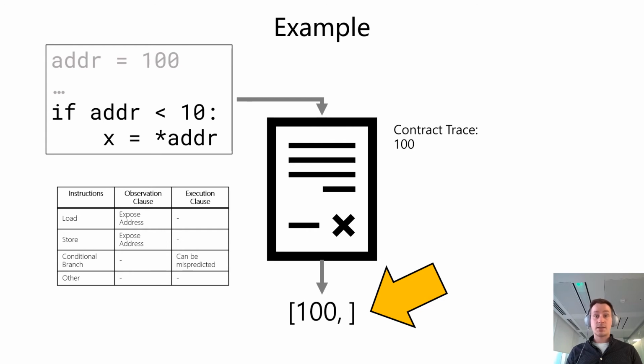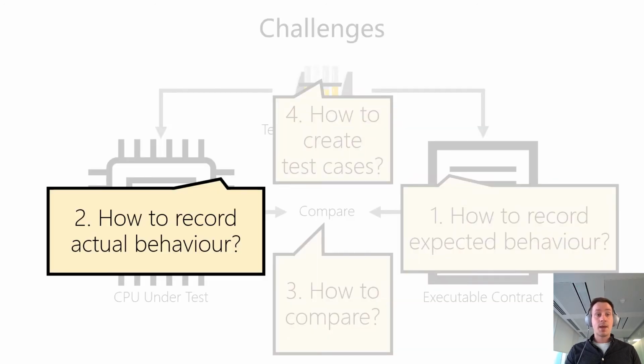we made. Since we had only one observation in this program, this trace will contain only one value. If we had more loads, we would have a sequence of values, in this case, the contract trace. Now, that's how we get contract traces. Now let's see how we record the same, but on the actual CPU.